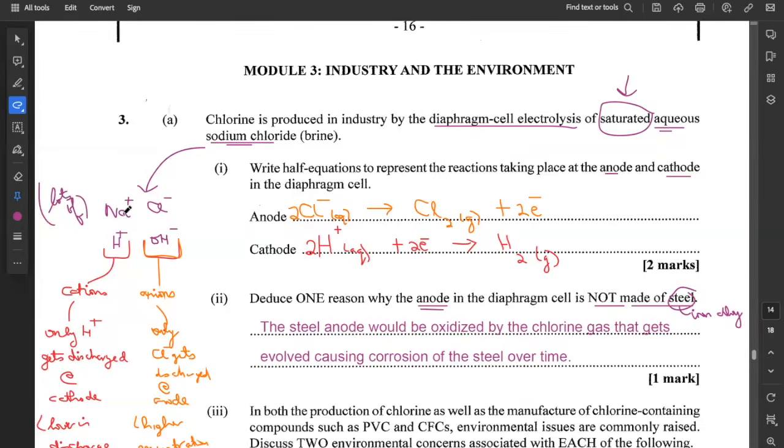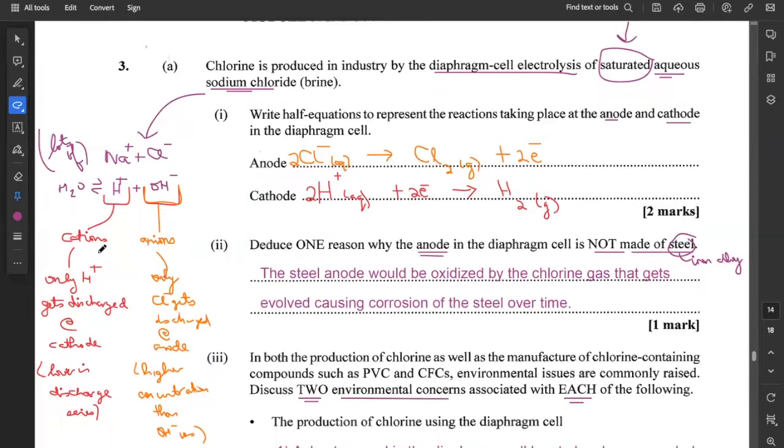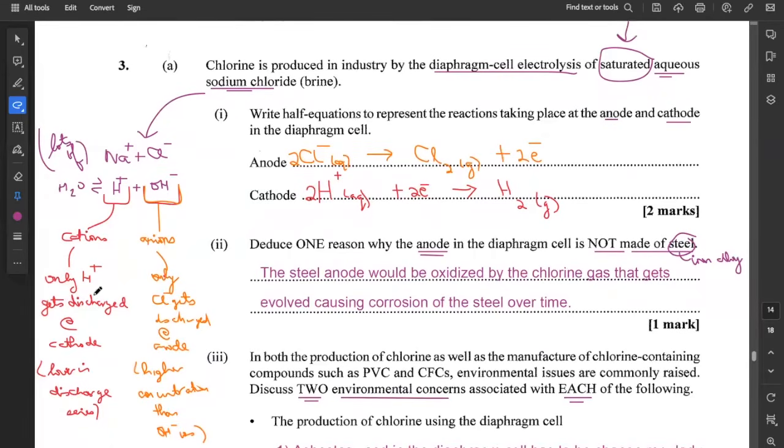So we have a sodium ion, that's a cation, and we have H plus ion from the ionization of water. Because it's aqueous, the water is going to ionize and give us these, and then this is from the sodium chloride, of course. So the cations in that solution are going to be Na plus and H plus, and the anions are going to be Cl minus and OH minus. Now, of these cations, only H plus is going to get discharged at the cathode.